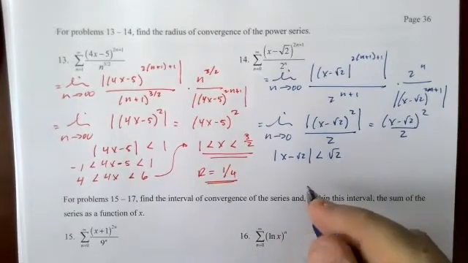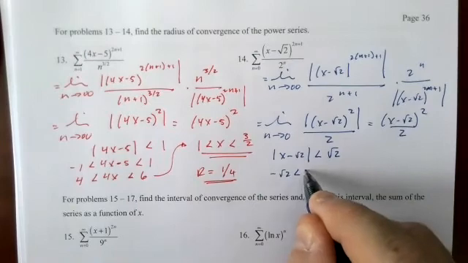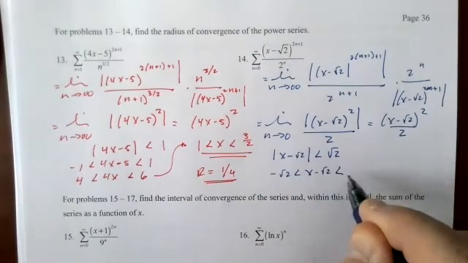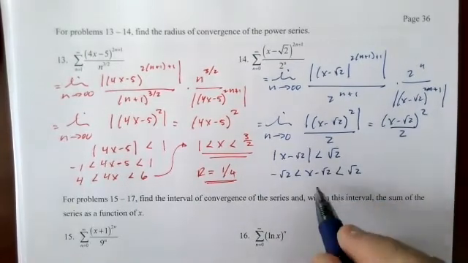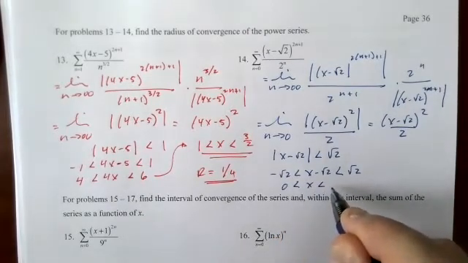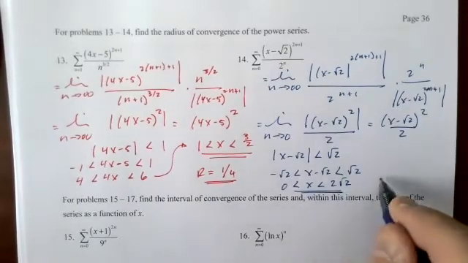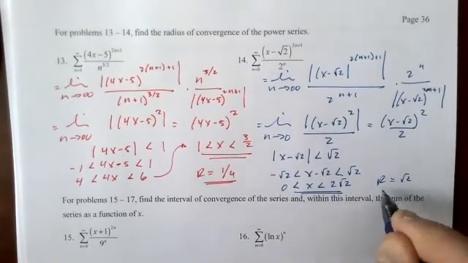Wow, this is fun. Negative root 2 less than x minus root 2 less than root 2. Add root 2 to everything. 0 less than x less than 2 root 2. R equals root 2.